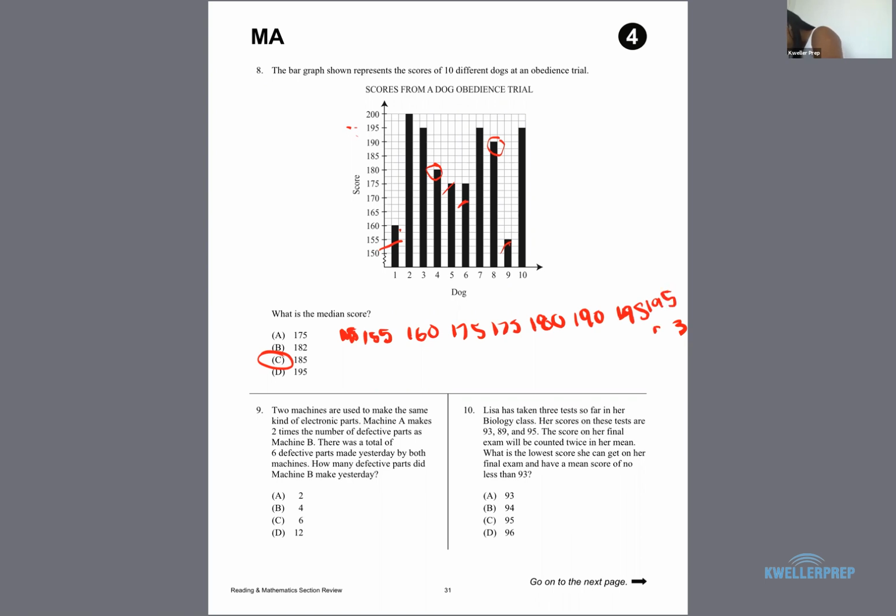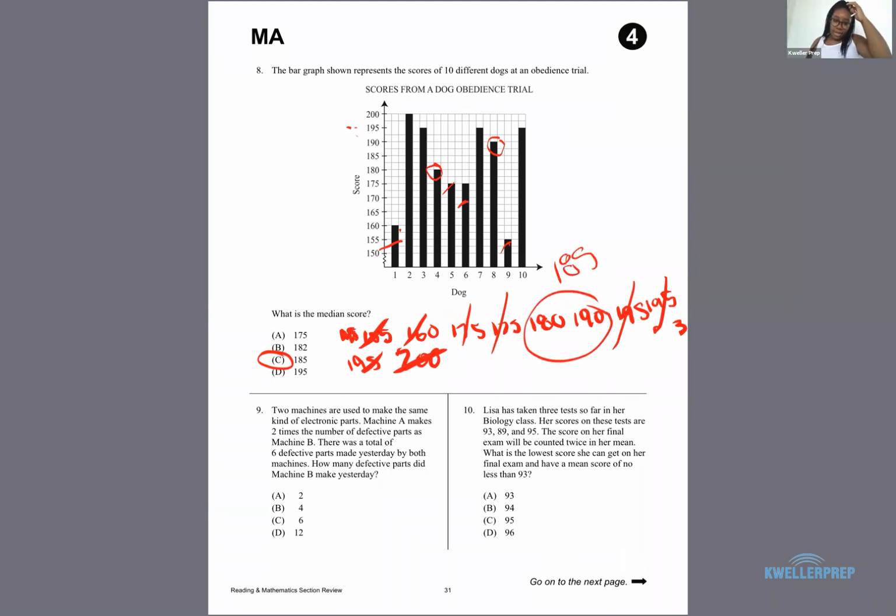Sorry, I have to go back over here. 195. And then you have 200. And you would cross back and forth until you got the middle values. And then you would add them and divide them by 2, which would give you 185. That takes a lot of time.